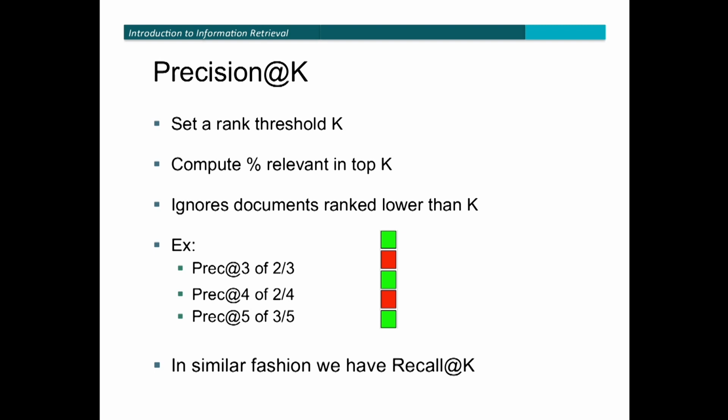So, for example, if you want to know my precision at 3, it means the fraction of relevant documents which appear in the first 3 positions. In this case, it would be 2/3. These are relevant and these are non-relevant, okay? And so on. And you can do the same for recall.